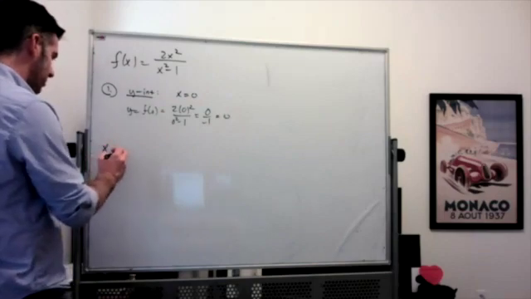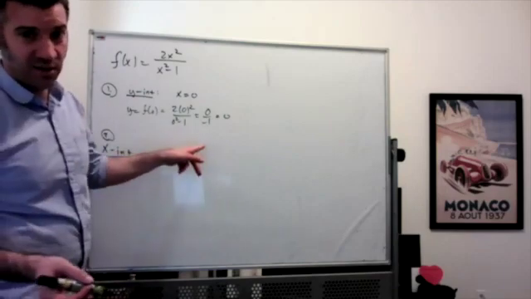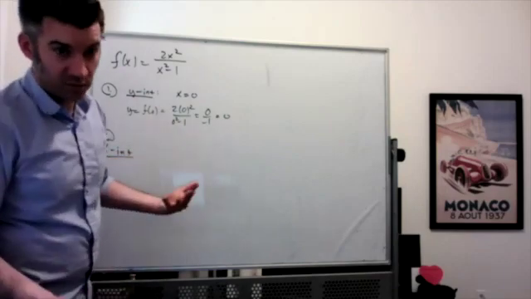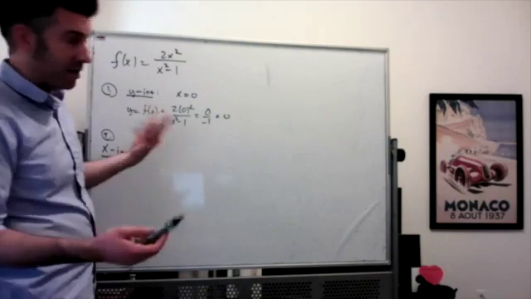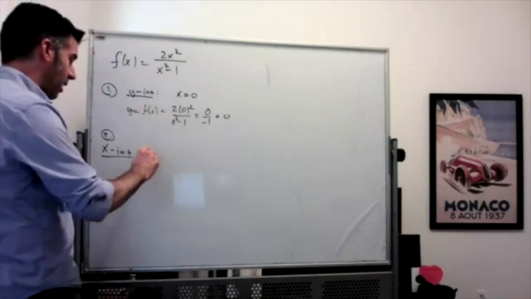X-intercepts. Well, we know 0 is going to be one of them, right? If the y-intercept is 0, an x-intercept is also 0. There could be other ones, but at least that. So I'm going to do the shortcut method and just set the top equal to 0.